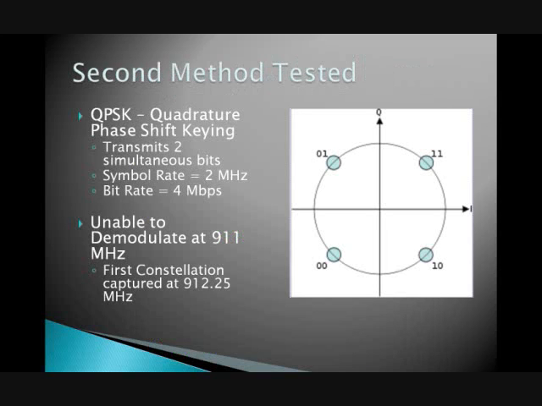The second modulation method that we tested was QPSK. It transmits 2 bits simultaneously with a symbol rate of 2 MHz and a bit rate of 4 megabits per second. We were able to demodulate the signal at a significantly lower frequency than the 16QAM technique.